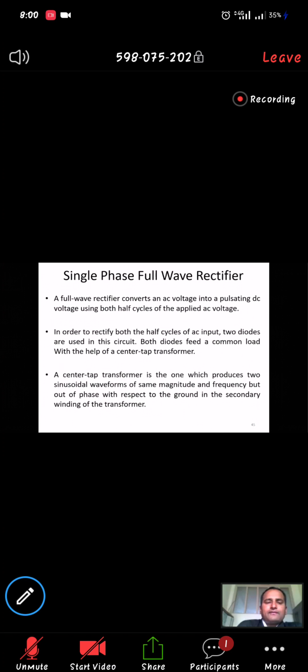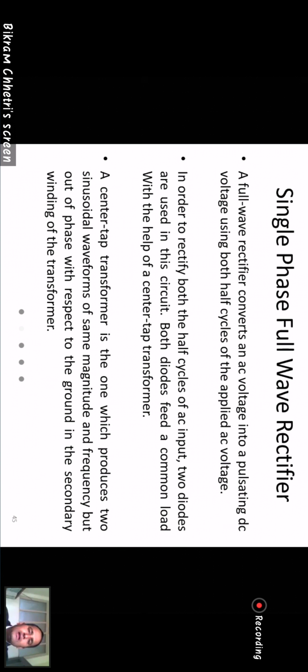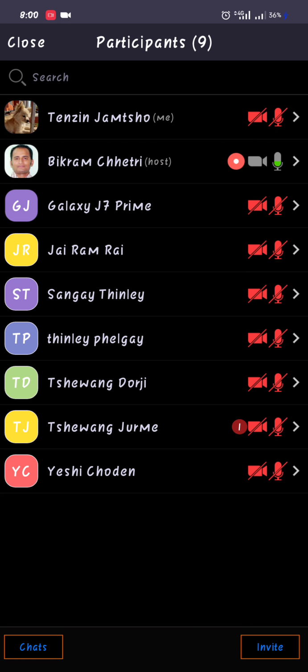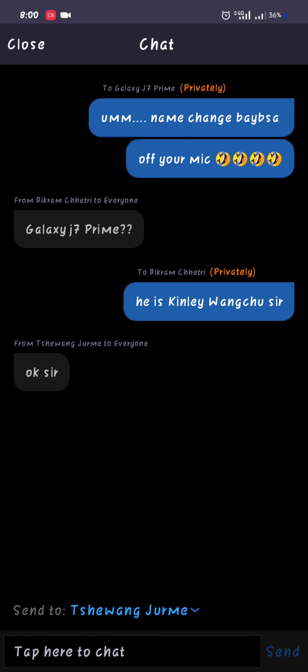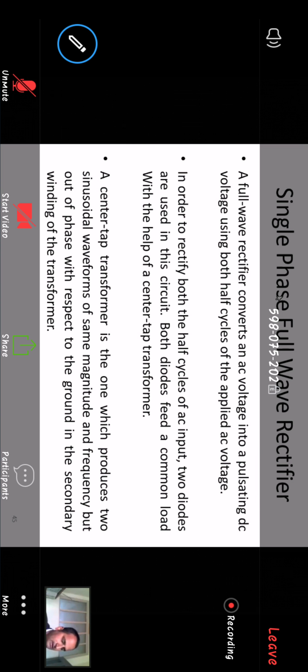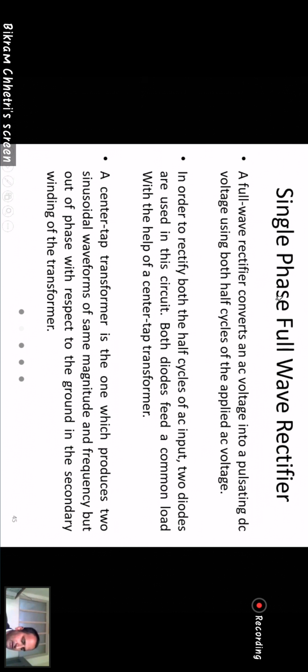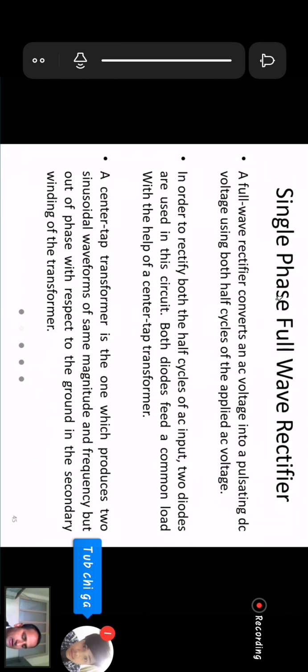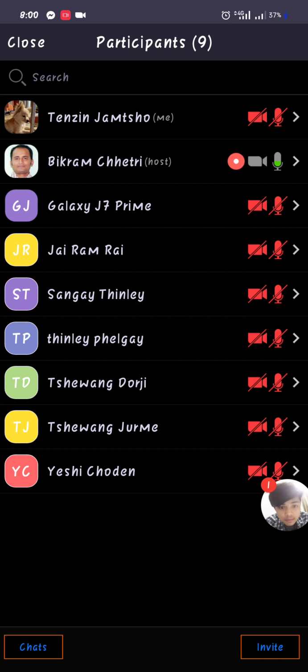Last class we did the half-wave rectifier, and we saw the half-wave rectifier without a freewheeling diode and with a freewheeling diode. Now, what is the advantage of using the freewheeling diode? It prevents the output voltage from becoming negative. That is one advantage of using a freewheeling diode.